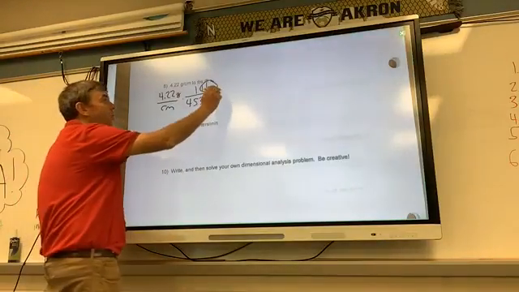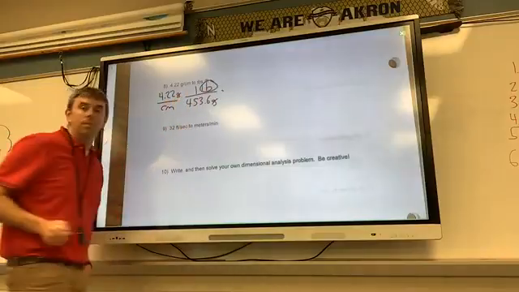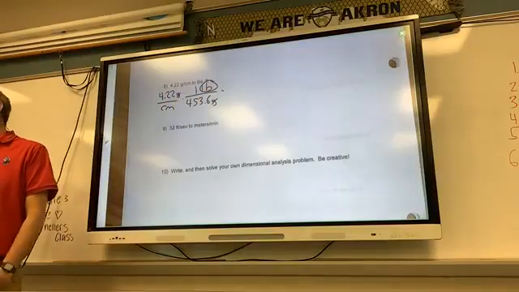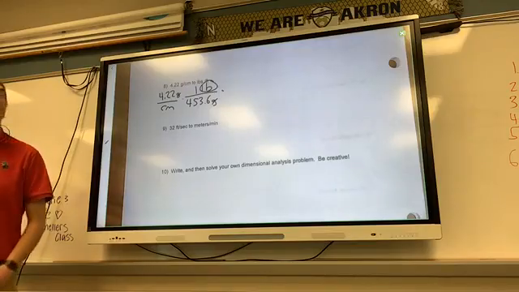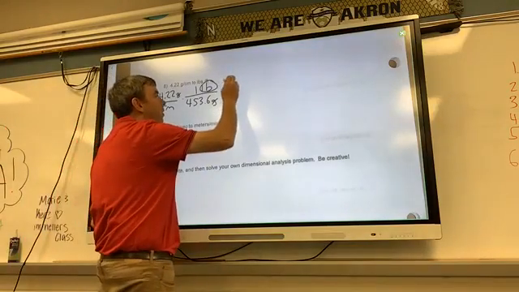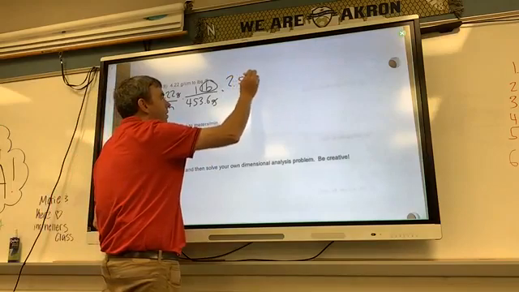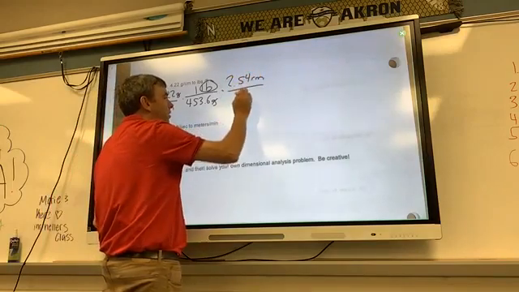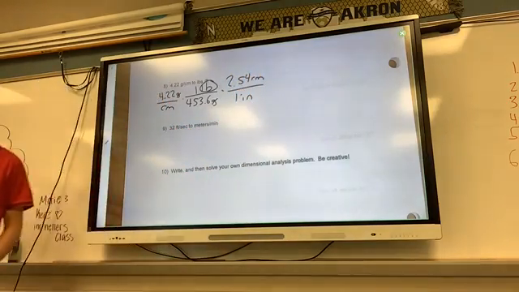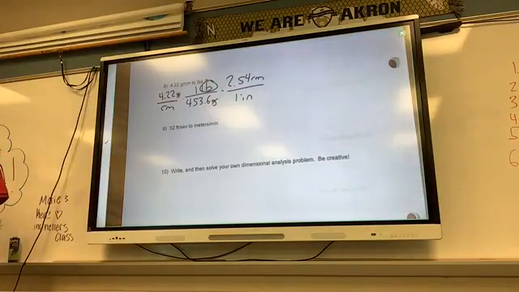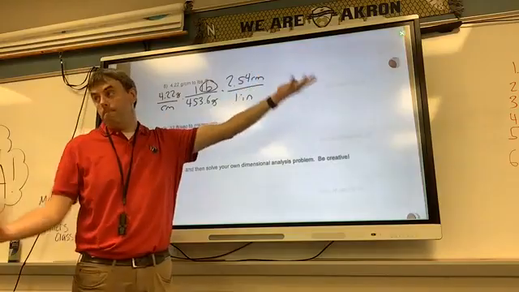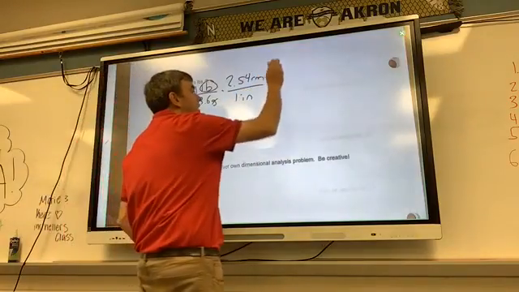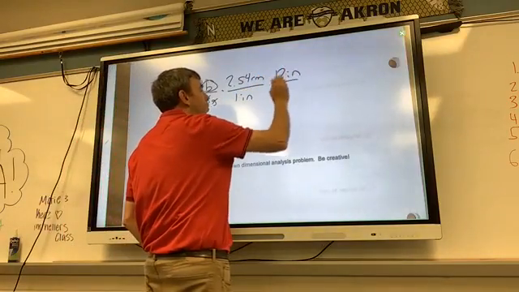So, can I go directly from centimeters to feet? No. But I can go from centimeters to inches. And how many centimeters are in an inch? 2.54 centimeters in 1 inch. Now am I done? No. 12 inches. So if I have inches on the bottom, now it has to go on the top of the next step. Inches. So there are 12 inches in 1 foot.